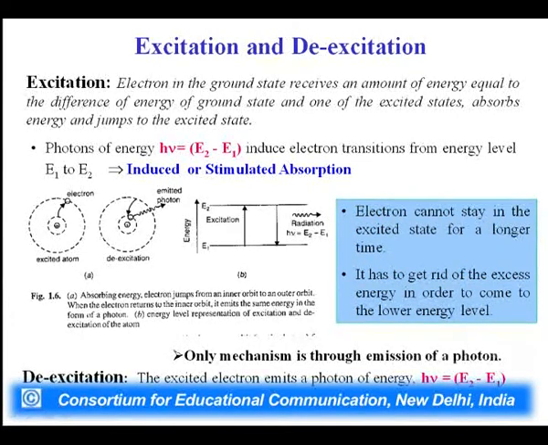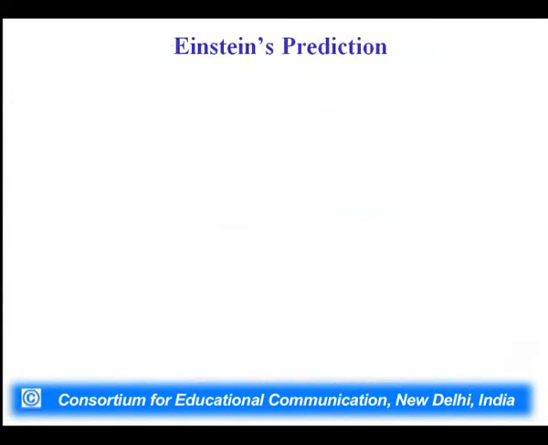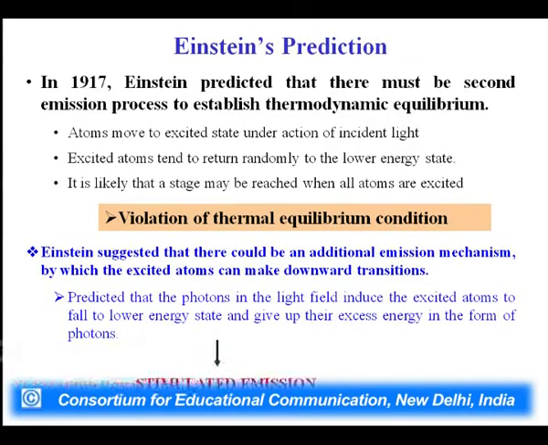What is de-excitation? The excited electrons emit a photon of energy h nu, which is equal to E2 minus E1, and jump from the excited state to the ground state, and that is known as spontaneous emission, which happens automatically. The electron in the higher state jumps to the lower state by releasing some energy. To define absorption and emission, Einstein gave a prediction. In 1917, Einstein predicted that there must be a second emission process to establish thermodynamic equilibrium.